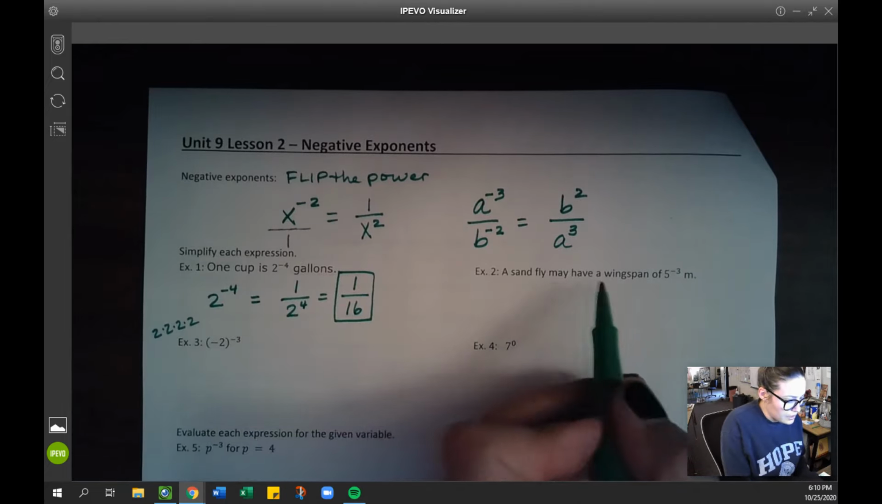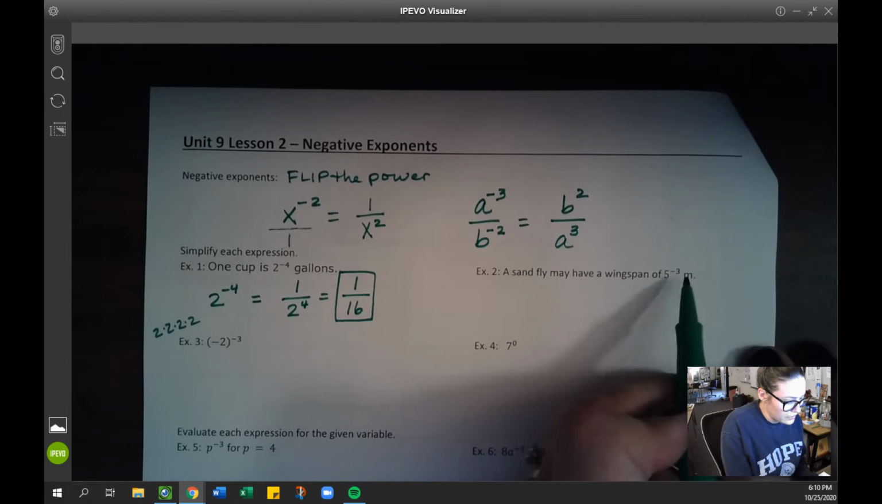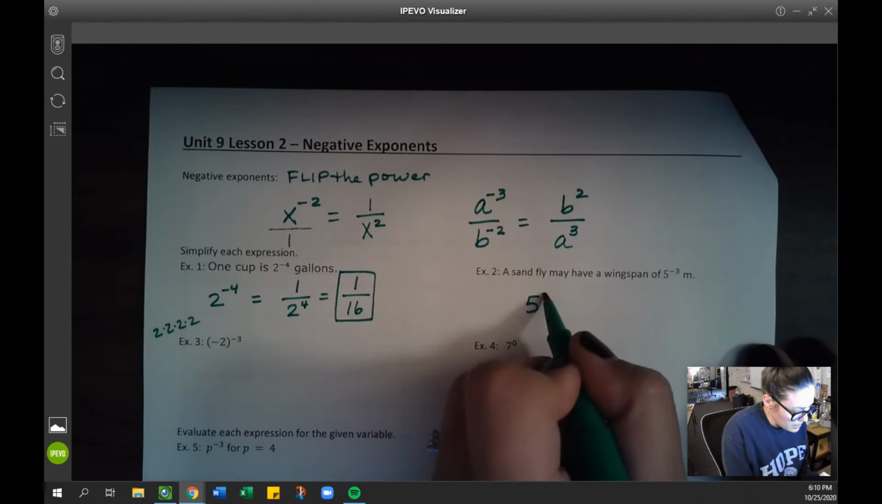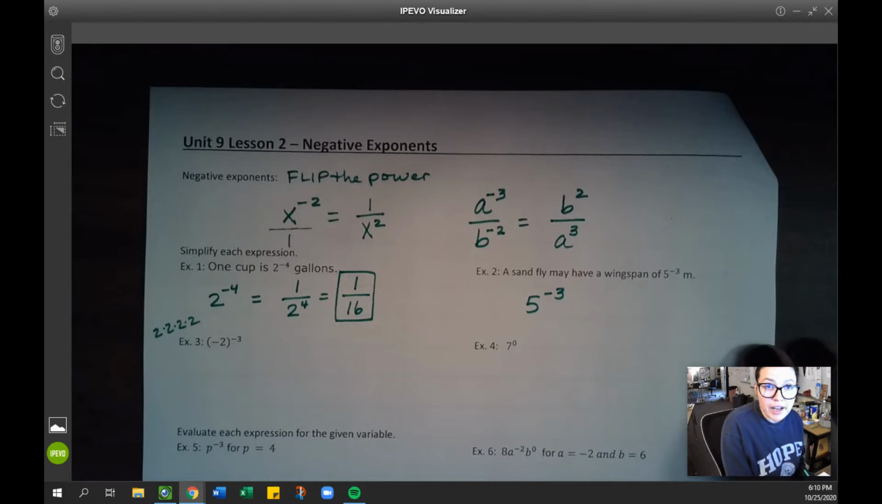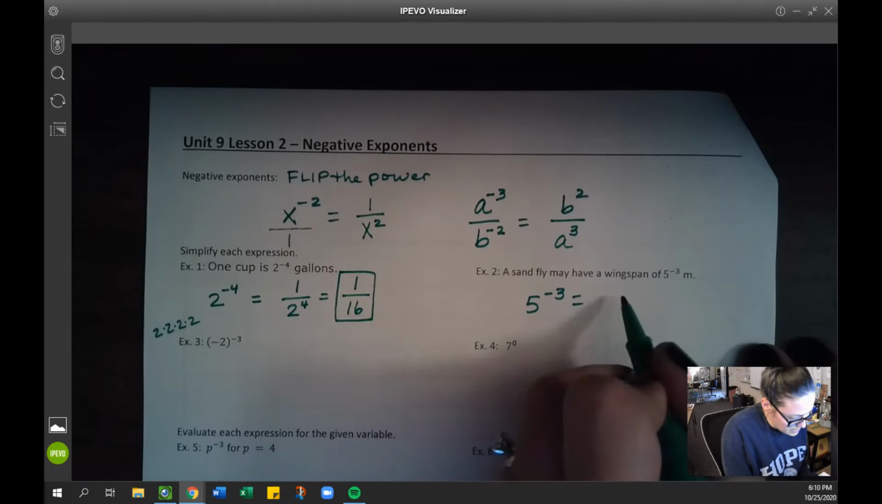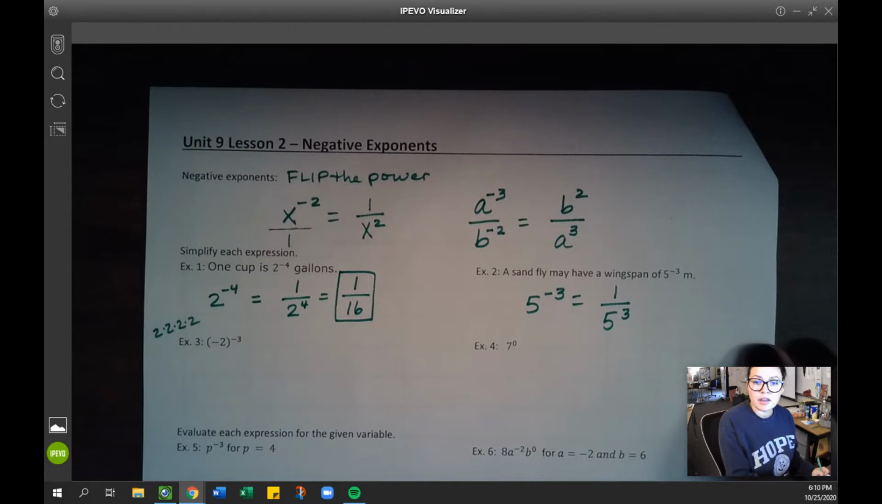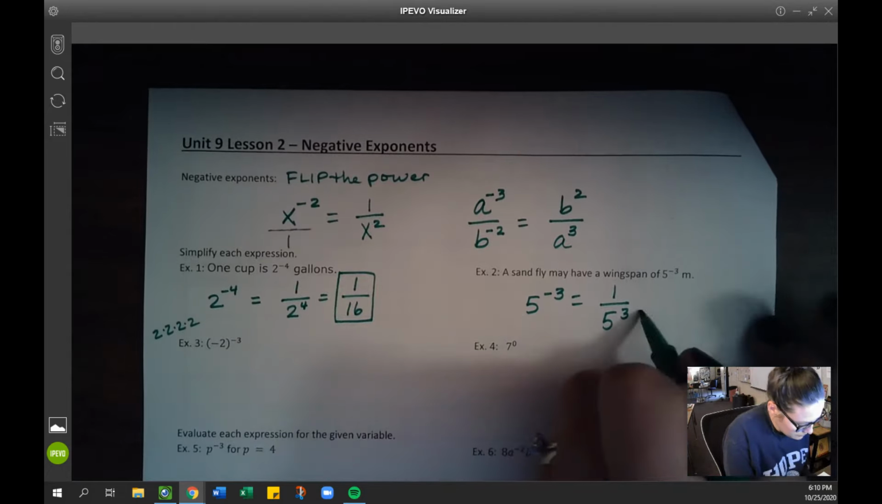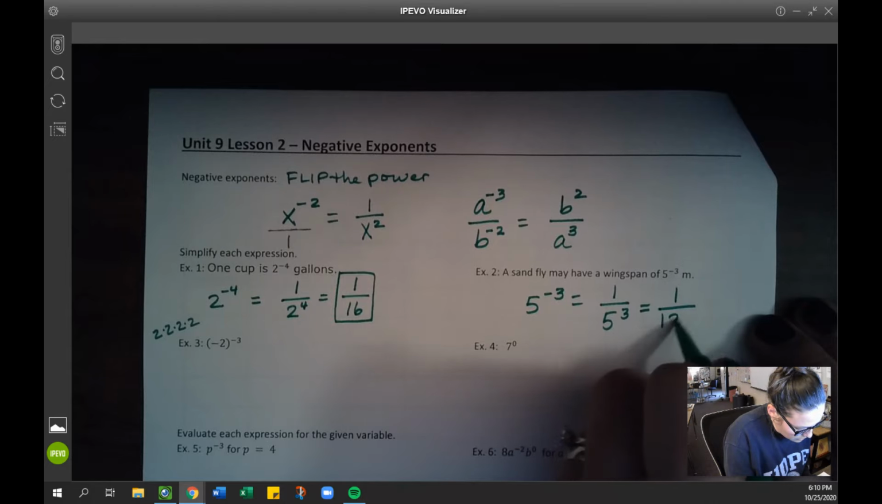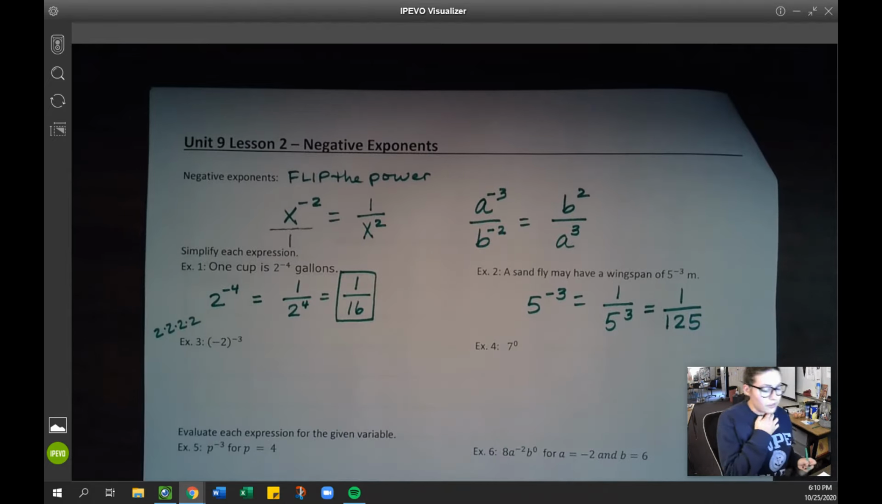A sandfly may have a wingspan of 5 to the negative 3 meters. Well, 5 to the negative 3 is equal to 1 over 5 cubed. 5 cubed means 5 times 5 times 5, which gives me 1 over 125. All right, let's try another one.